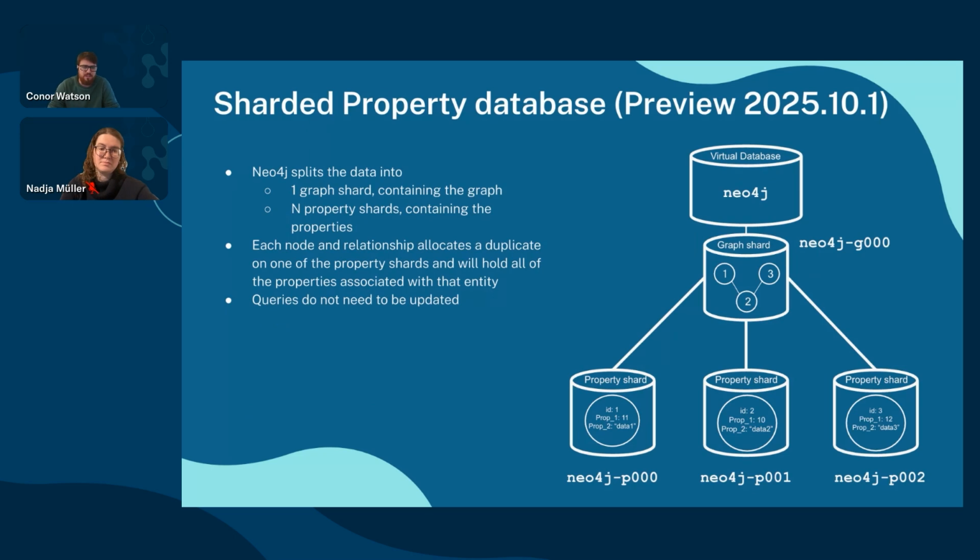And then we have sharded property database. This is Infinigraph. This is like stage one of Infinigraph. And essentially, we have a split graph. So Neo4j splits your data into a singular graph shard, maintaining the topology from the original graph. And then you get n property shards, basically containing all of your properties. So each node and relationship that you create on your topology graph will get a duplicate allocated on one of the property shards, and that will hold all of the properties associated with that particular entity. And this way, because we own the splitting, you don't have to change your Cypher queries at all. You just run regular Cypher, and we handle the rest.